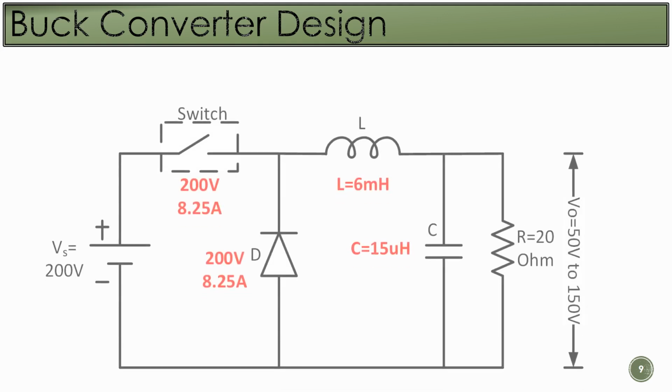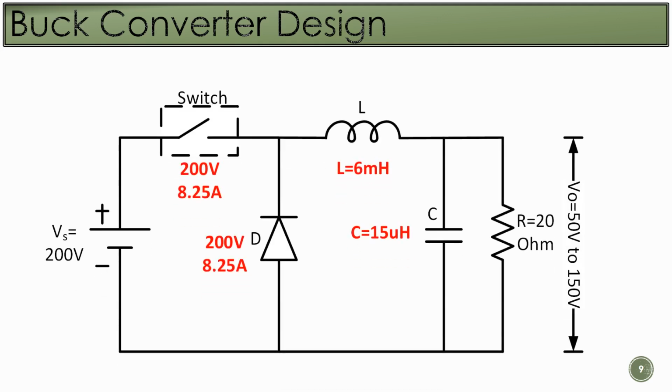So let us see the buck converter design. Here the switch rating is minimum 200 volt, 8.25 ampere, the diode rating is 200 volt, 8.25 ampere, the inductor is 6 millihenry and the capacitance is 15 microfarad. Now if we switch on this circuit at a frequency of 50 kilohertz with the required duty cycle, we can get the voltage from 50 volt to 150 volt within the prescribed limits, that is 20% of ripple current and 5% of ripple voltage at the output. So this is the buck converter design.